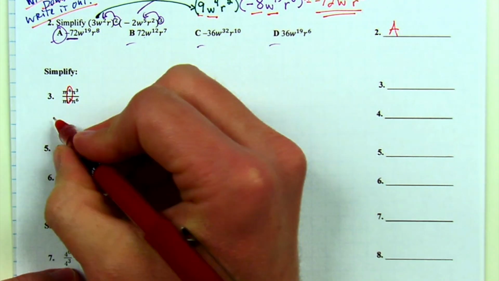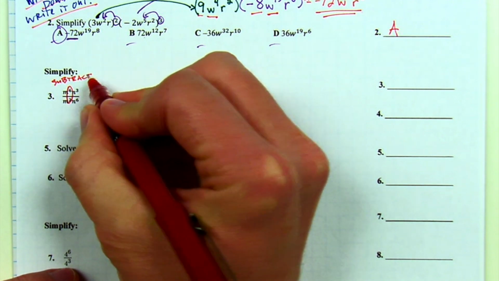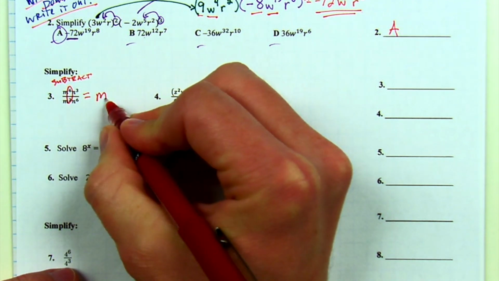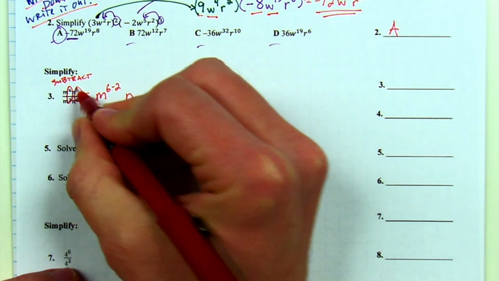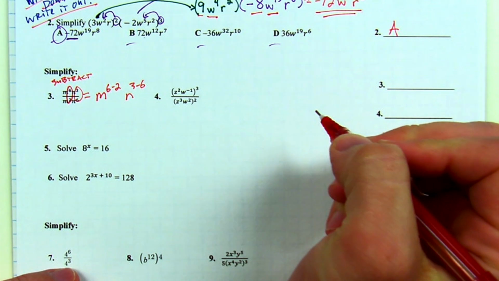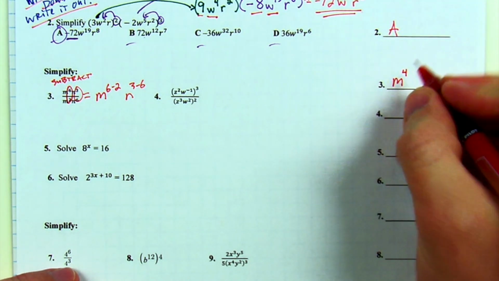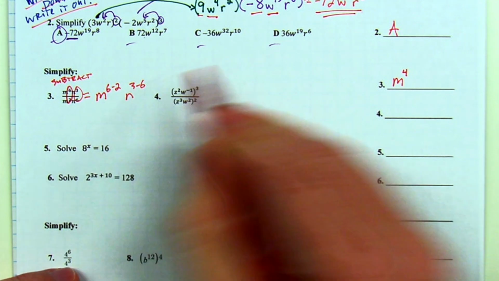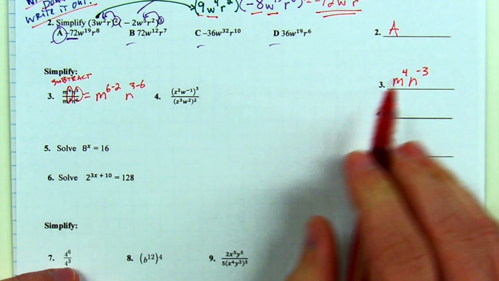In this situation, you subtract the exponents. So for m, it's going to be 6 minus 2. For n, it's going to be 3 minus 6. And so our answer to this one is going to be m to the 4th, right, because 6 minus 2, n to the negative 3, because 3 minus 6 is negative 3.